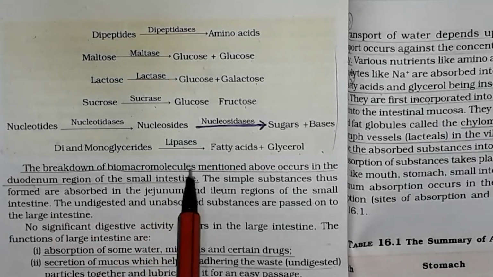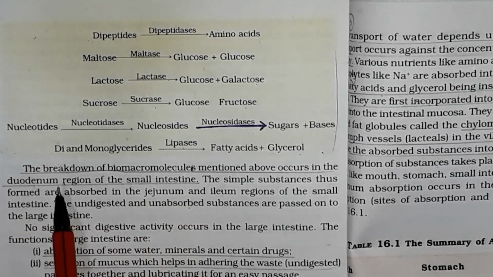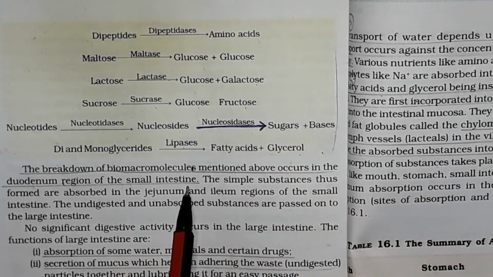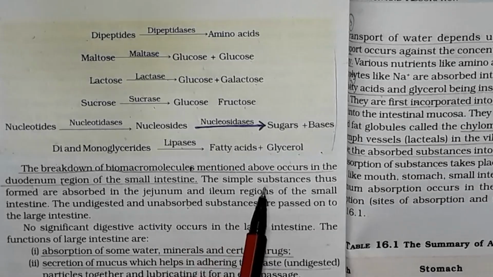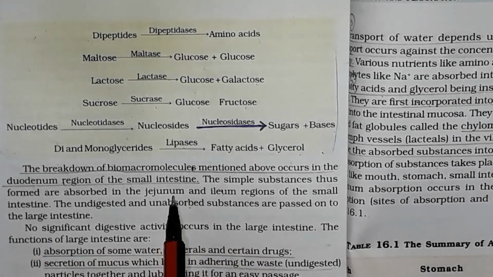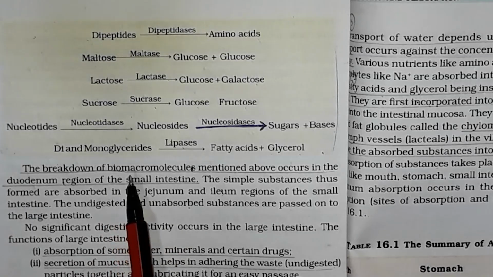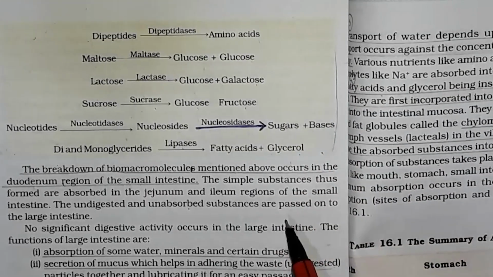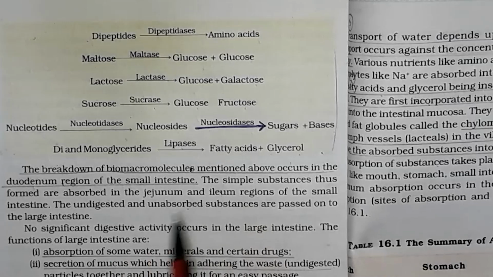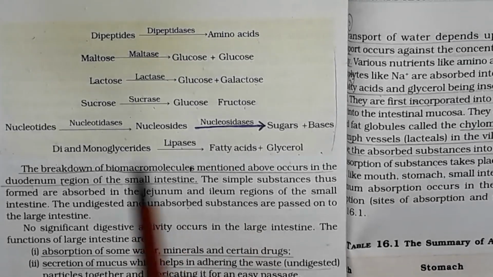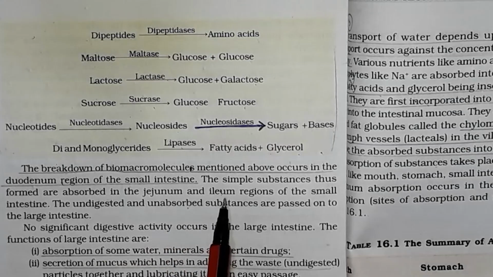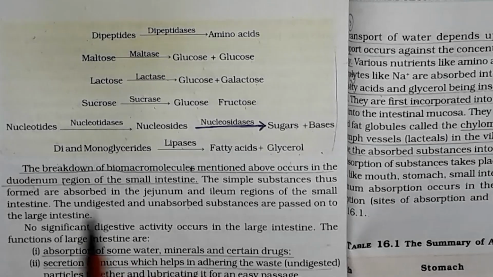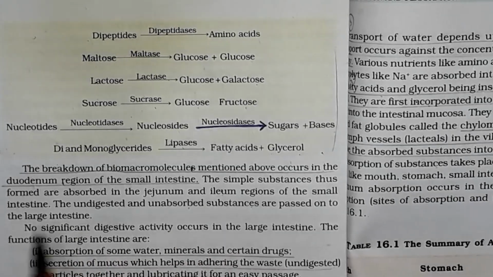The breakdown of the biomacromolecules mentioned above occurs in the duodenum region of the small intestine. These all reactions were occurring in the duodenum. So the simple substances thus formed are absorbed in the jejunum. As I have already told you, the first part of the small intestine is the duodenum, and these processes occurred in the duodenum. Broken down food is shifted into the jejunum, and then absorbed, and further shifted to the ileum region of the small intestine, and then absorbed there. So the undigested and unabsorbed substances are passed on to the large intestine.